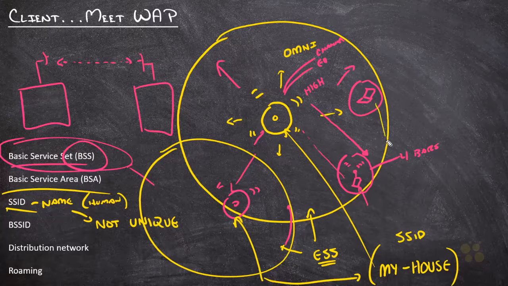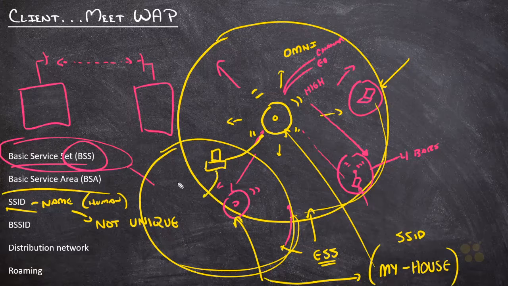So when the client joins, you don't have to have a different network name at every WAP you go to. Goodness, that'd be a nightmare. But a client behind the scenes has to be able to tell the WAP which one it's joining. I mean, maybe you've got the client sitting right here, in the middle of both of these. It needs to be able to say, I'm joining that one or I'm joining that one. And that's why behind the scenes, you have a basic service set ID.